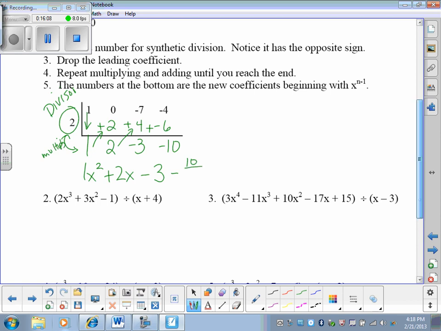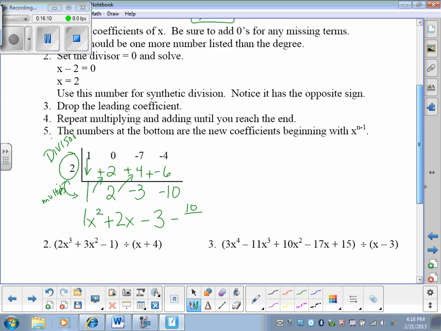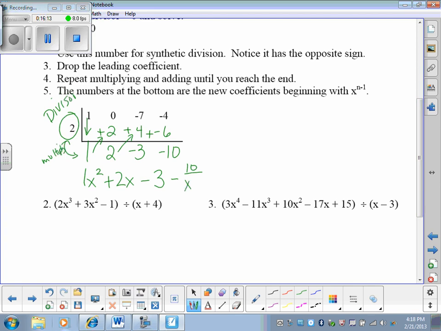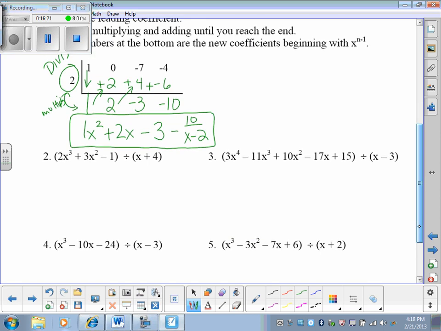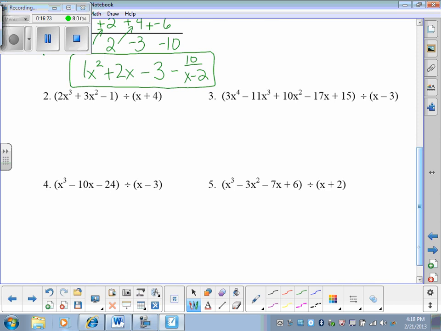Remember, the divisor was this x minus 2. And so this ends up being our answer. A little easier than what we just did. Okay. Let's try another one. I'll do a couple of these too. Let's do number 2 first.